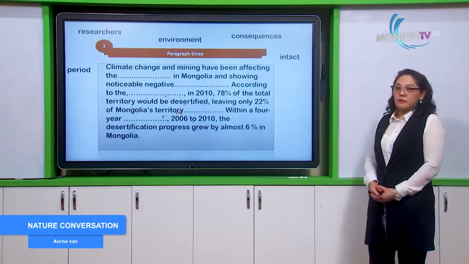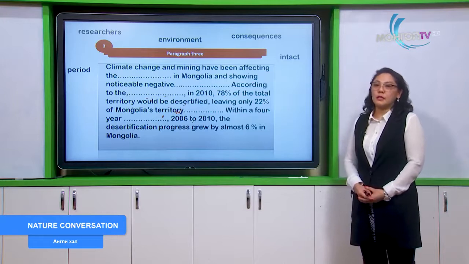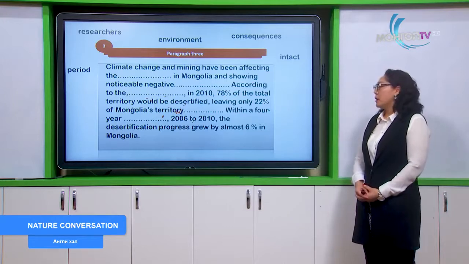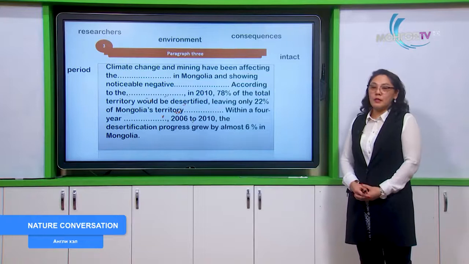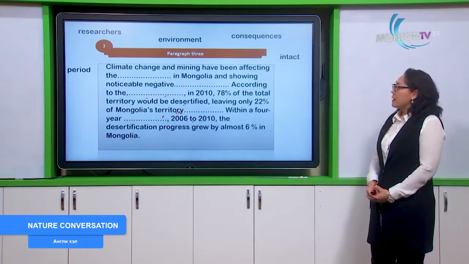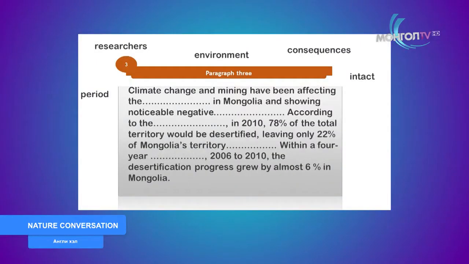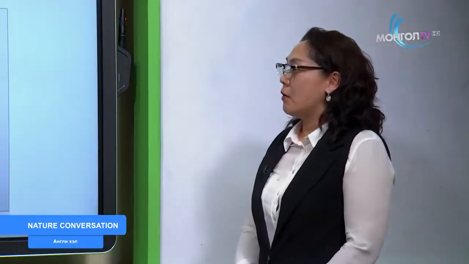Okay, next we will have just one paragraph. The rest of the paragraphs you could see in the student book. You can check new words and also see from the dictionary. So here I have 5 words, which is period, researchers, environment, consequences, intact. Okay, now I will say these words in Mongolian.